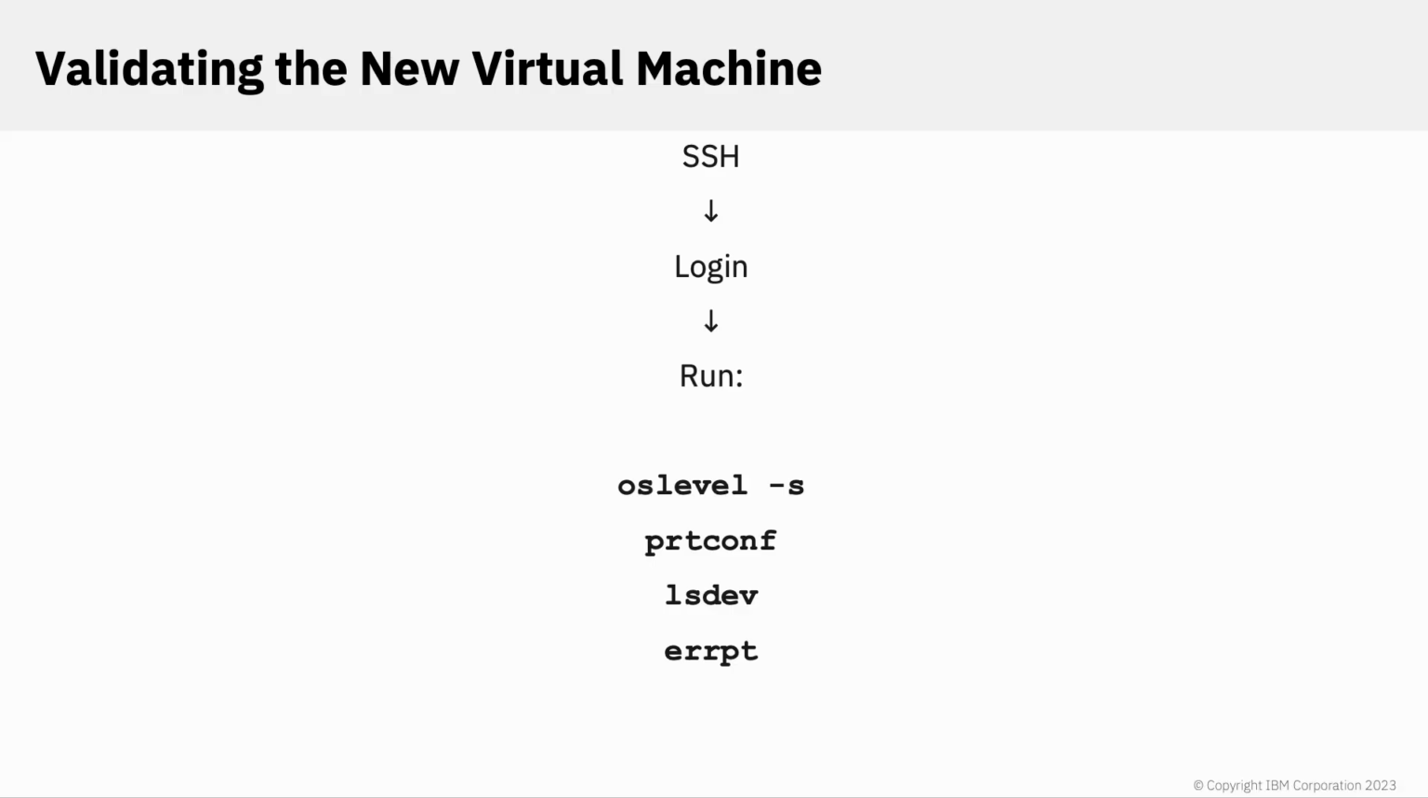The virtual machine is now running. The first thing we can do is actually SSH into it and log in, and we can perform a few quick validation checks. First, we'll confirm that the operating system level is correct, which still should show 7.3. Then we can verify that the VM has been deployed to the new hardware type, which is Power 10 in this case.